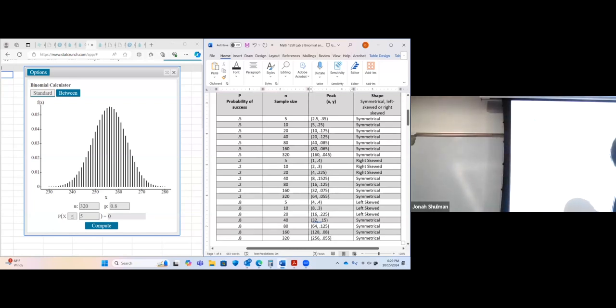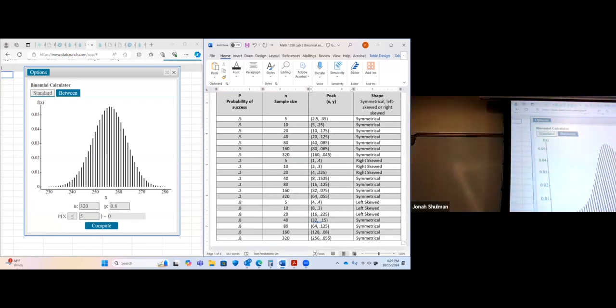Ta-da! So the next part will be different for everybody. Isn't that exciting? Because we're doing simulation, so all of your answers will be different. No matter what you have, it will be particular for your computer when you click it. Okay? So what I get won't look like yours. That's okay.